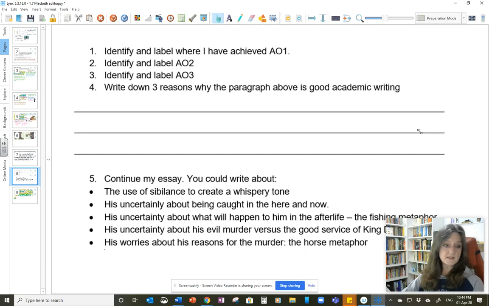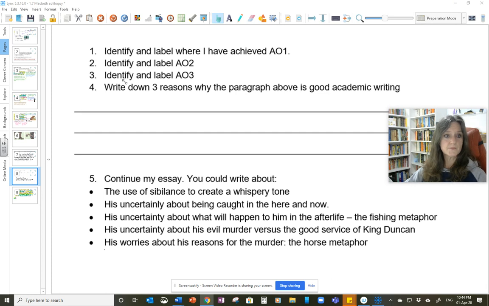Okay, so your next tasks you can see on your sheet. So identify and label AO1, 2, and 3. I'm going to go through that with you in a second. I want you to have a go at writing down 3 reasons why my paragraph is good academic writing, meaning why it sounds like a really good essay. And then 5, don't do this now unless you're feeling really, really keen. Save this for next lesson. I'd like you to have a go at continuing my essay, please. And here are some of the things you could talk about.